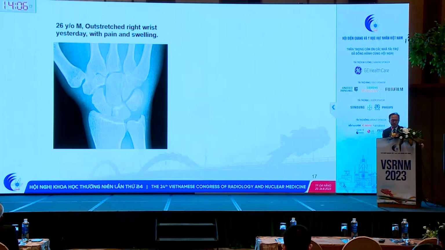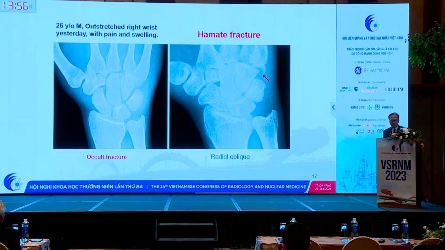This is very common in the emergency department. We can see the AP view of the wrist. We cannot identify any fracture. However, if it's a suspected fracture, after we do a radial oblique view, we can see the hamate fracture. So why do we do the radial oblique view? Because the clinicians should do a physical exam.